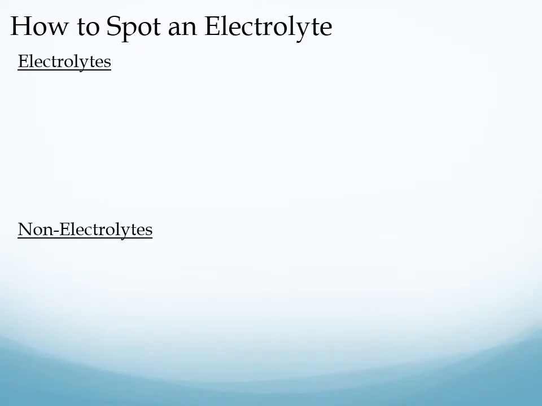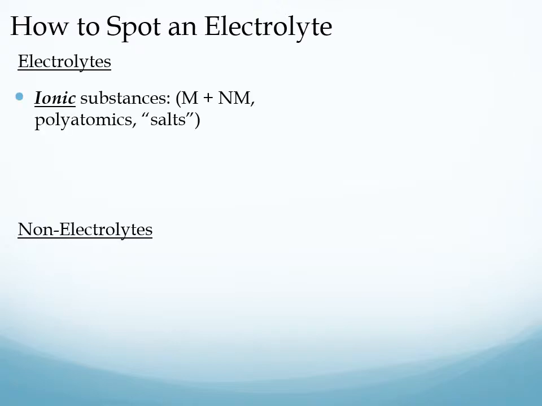So how are we supposed to know if a molecule is an electrolyte or a non-electrolyte? Well, there are a few things to look for. The first thing to look for is if the compound is ionic. If a molecule has a polyatomic ion or is a metal-nonmetal combo, that's an electrolyte. This is because it's made of charged parts that will be attracted by polar water molecules.